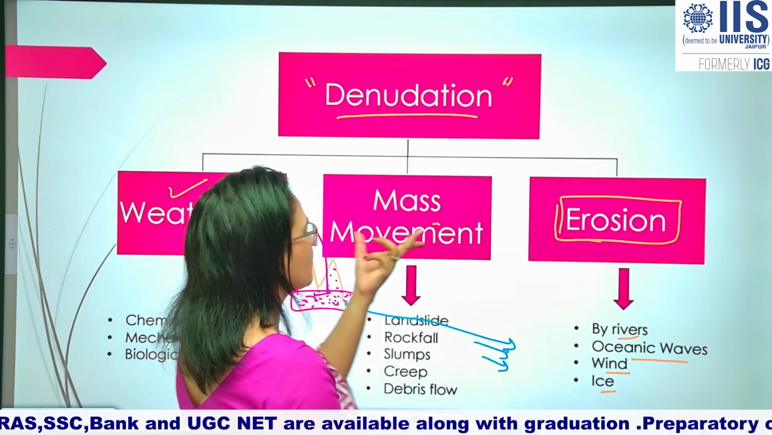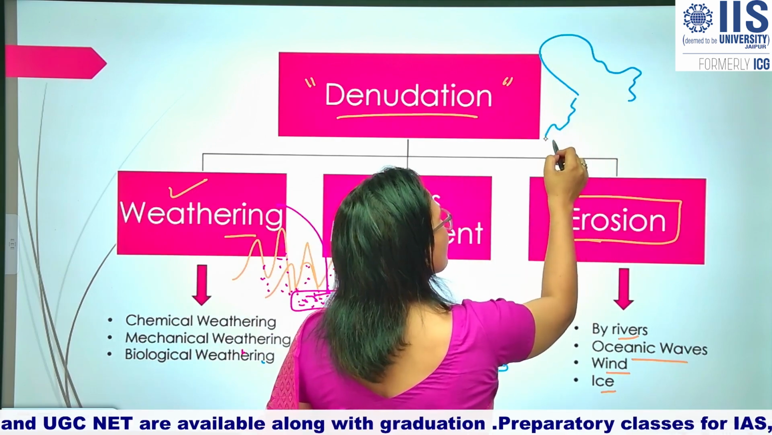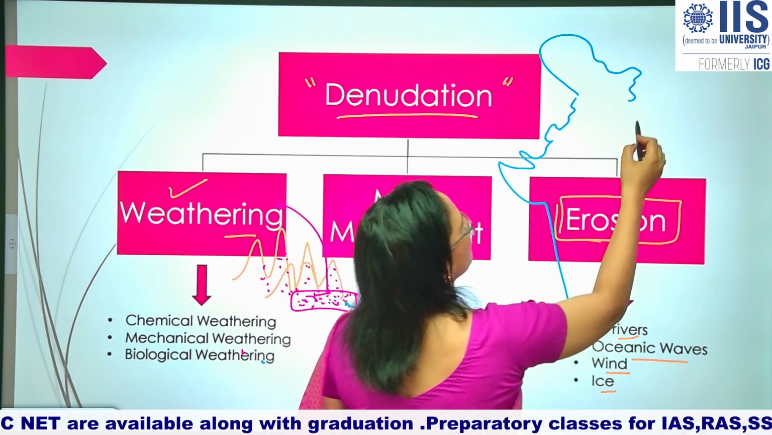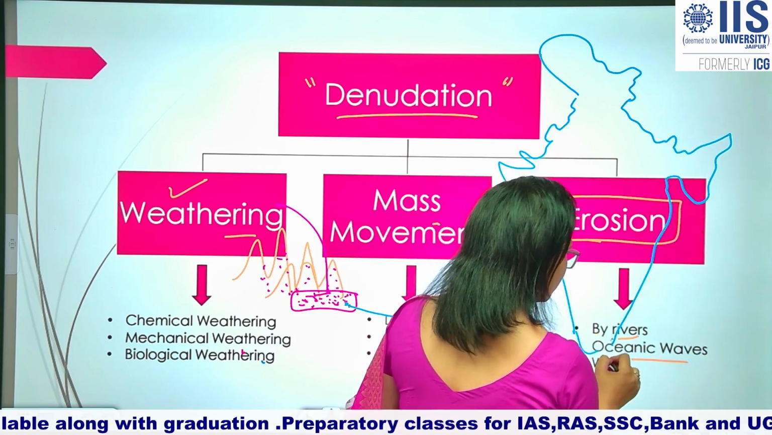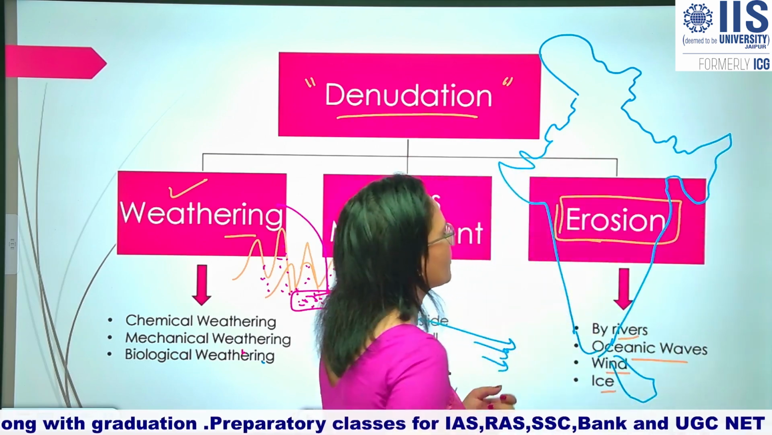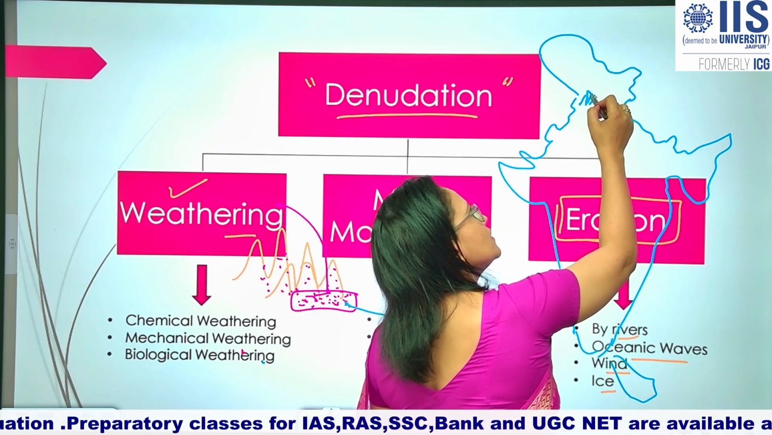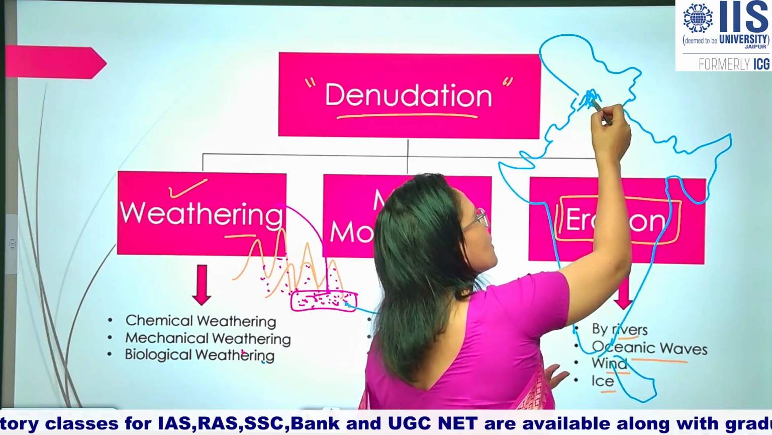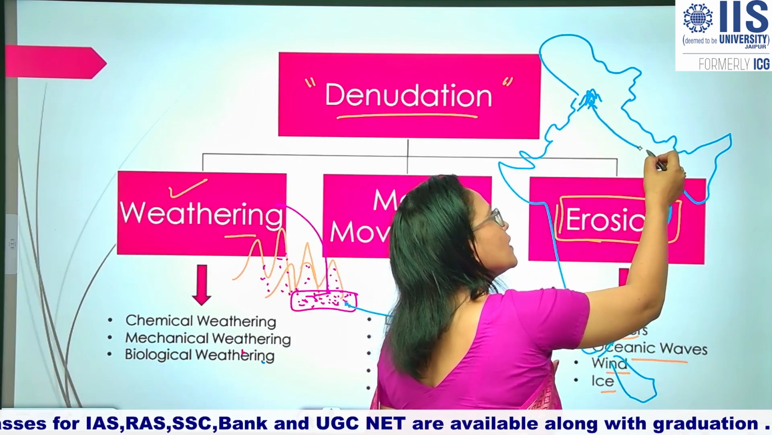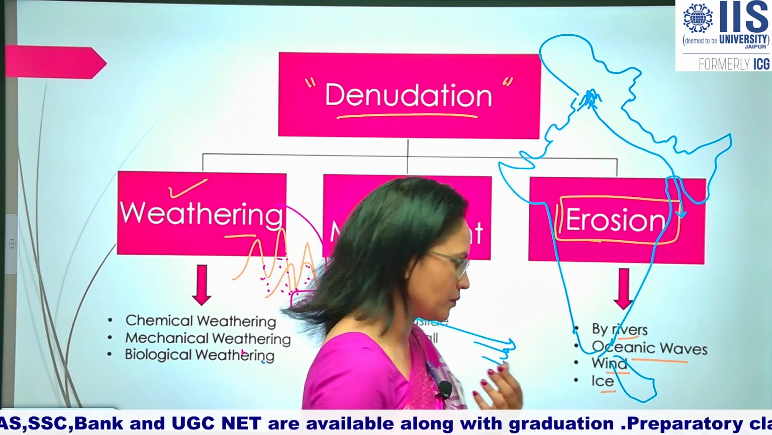For example, this is the map of India. I hope it looks good. Okay, so there is a mountain range, you can name it Gangotri, right? From Gangotri, the Ganga originates, right? It comes from this and it drains its water into the Bay of Bengal, right?